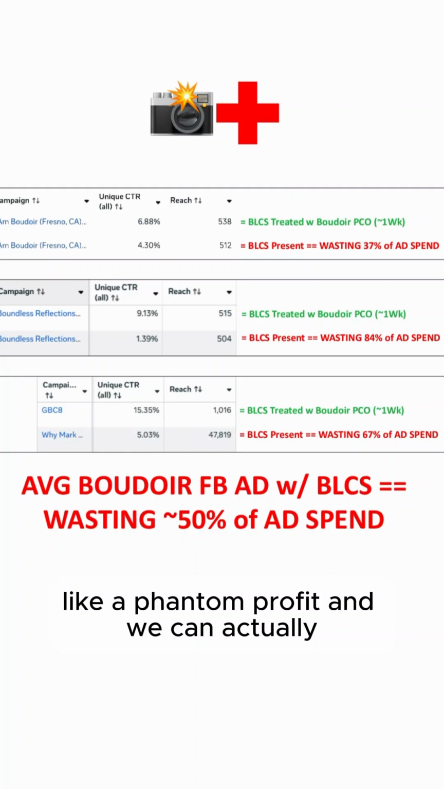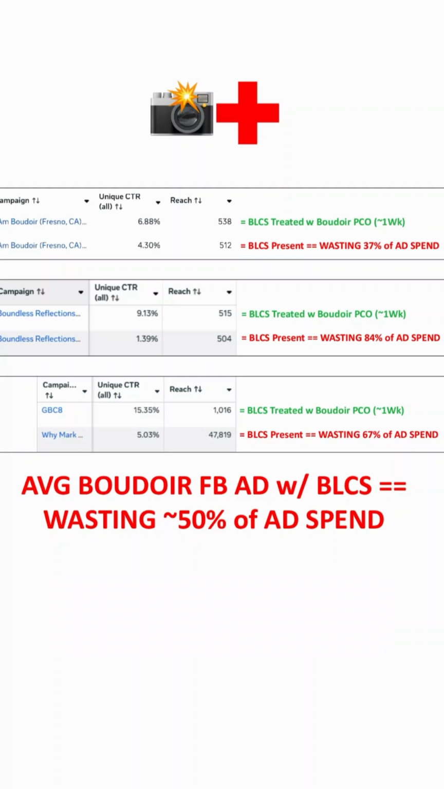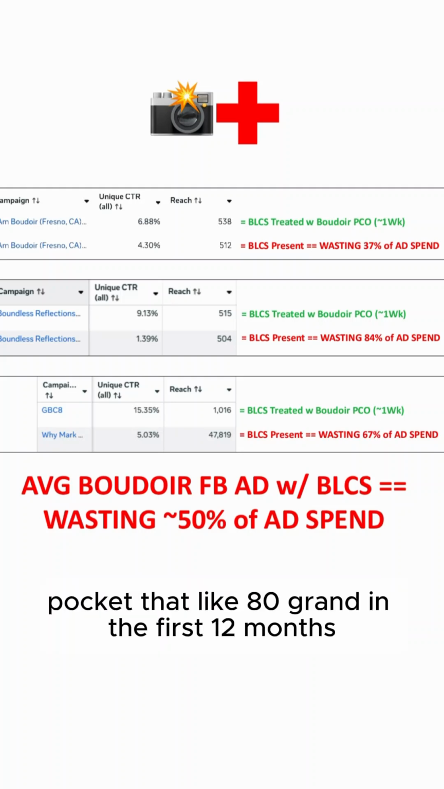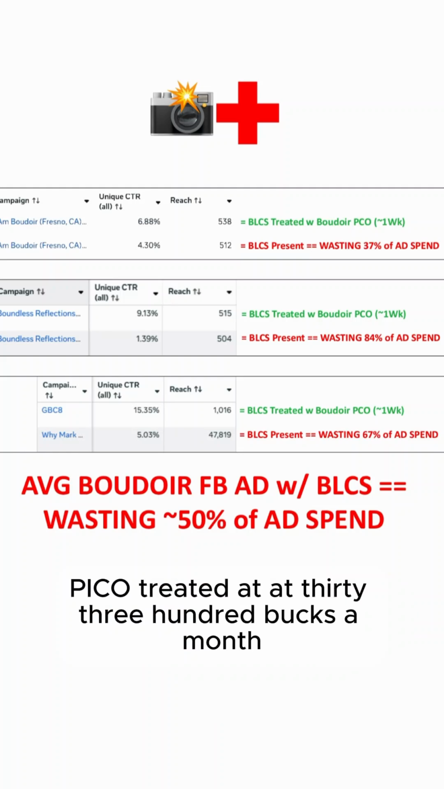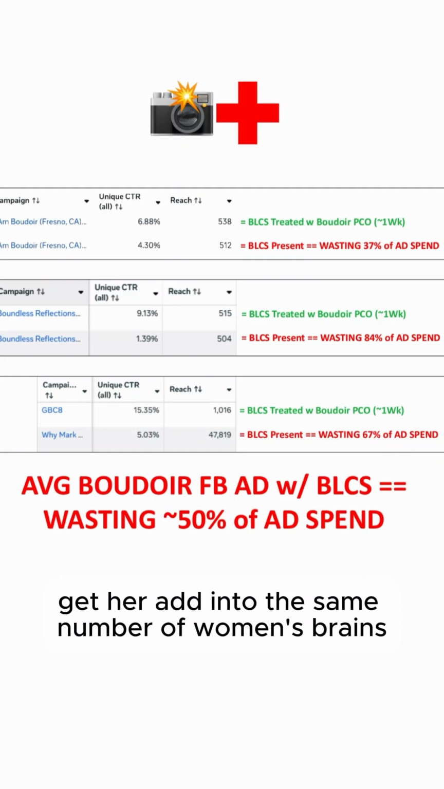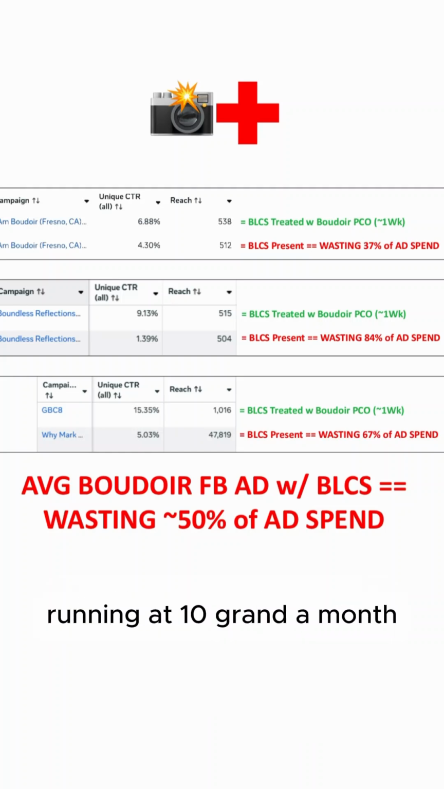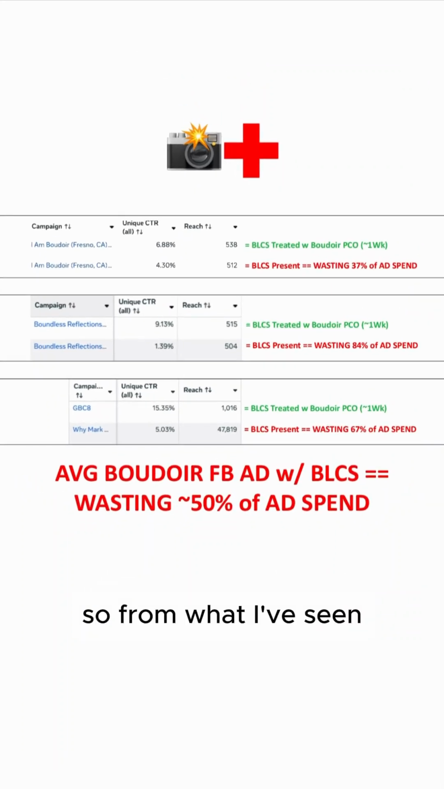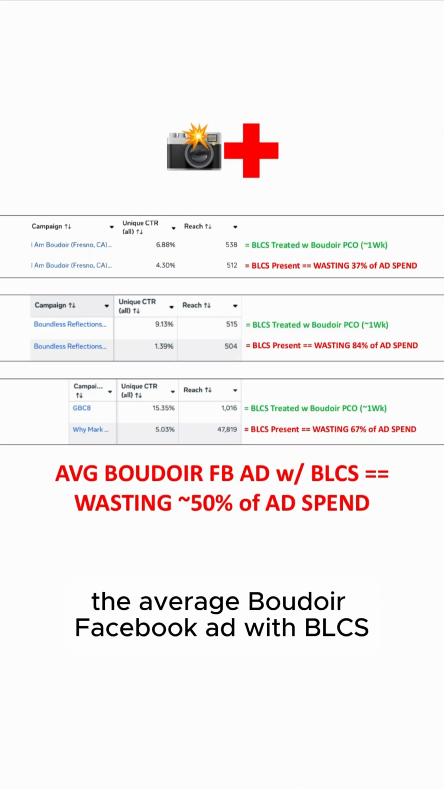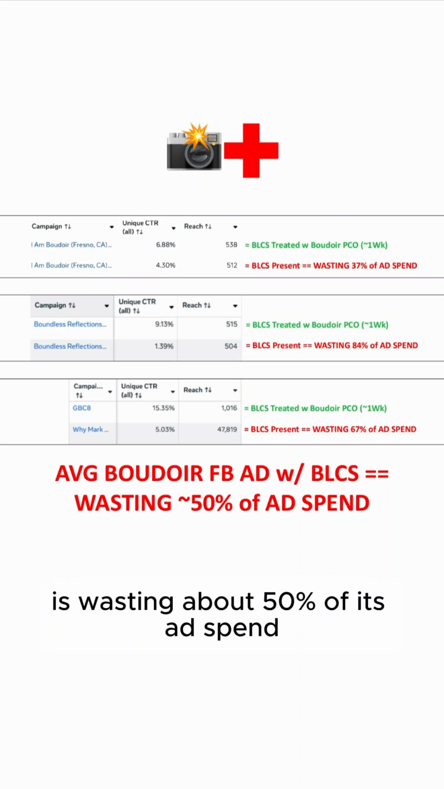And we can actually pocket that, like 80 grand in the first 12 months, and run the Boudoir Pico treated ad at 3,300 bucks a month, get our ad into the same number of women's brains as the original Boudoir Facebook ad running at 10 grand a month. So super awesome efficiencies here. So from what I've seen, the average Boudoir Facebook ad with BLCS is wasting about 50% of its ad spend.